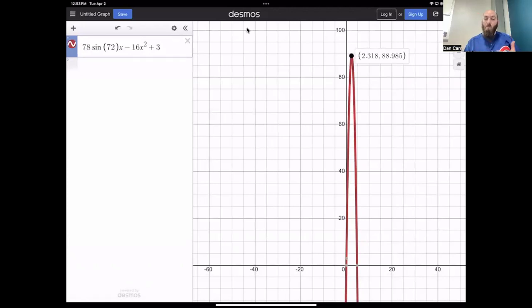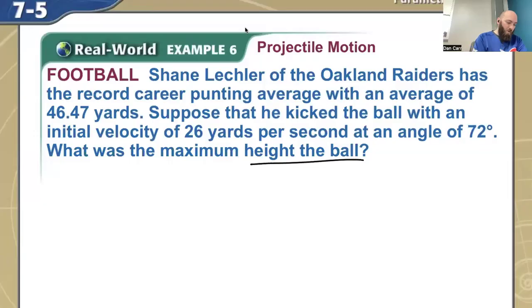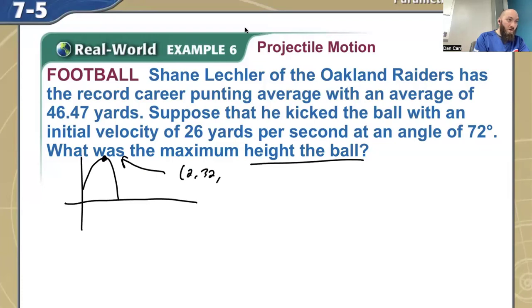So I just need to interpret this. Remember, x in my scenario that I put in Desmos is time, and the whole function is the vertical position. So after 2.32 seconds, we're going to be at 88.99. So from my graph here, it goes up in the air and comes down, and up here is that maximum point. It's happening at 2.32, comma 88.99.